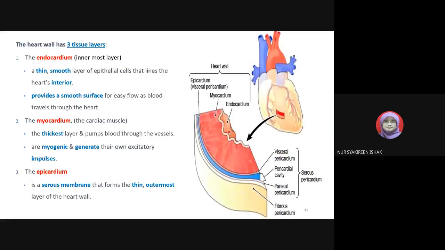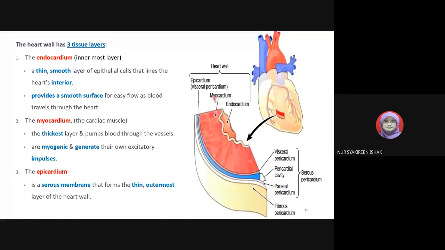Okay, so the heart wall has three tissue layers, the first being the endocardium. So this is the endocardium, the inner part, the one that faces the cavity within the heart, the cavity of the atrium and the cavity of the ventricle. So lining that cavity is the endocardium.